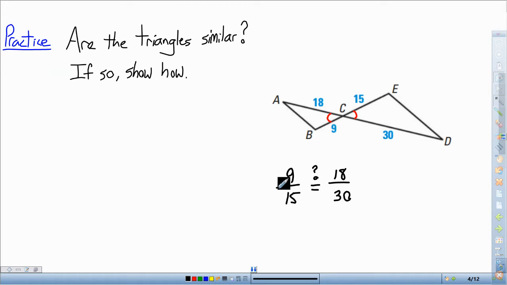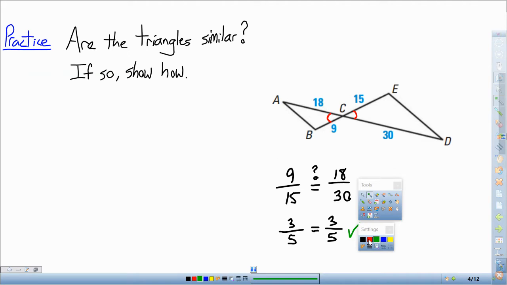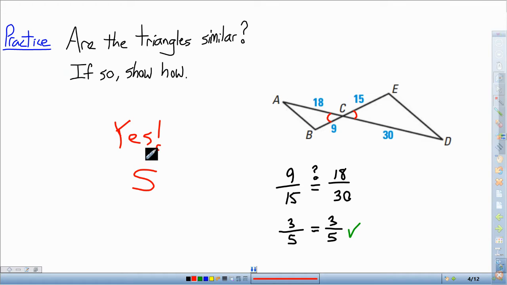I know that 3 goes into a 9 and a 15. 3 goes into a 9 3 times, and 15 5 times. And 6 goes into both of these. 6 goes into 18 3 times, and 30 5 times. So they do check off. So we do have side angle side here. Now we can finally give our answer. Are the triangles similar? First of all, yes. And the reason why? Side angle side similarity.